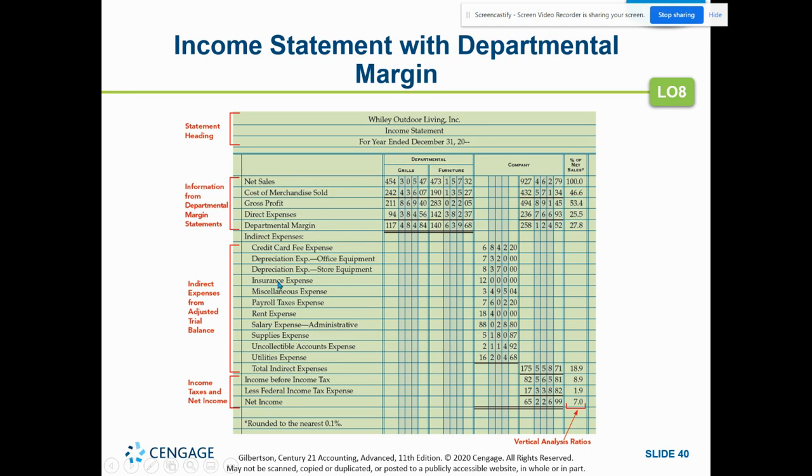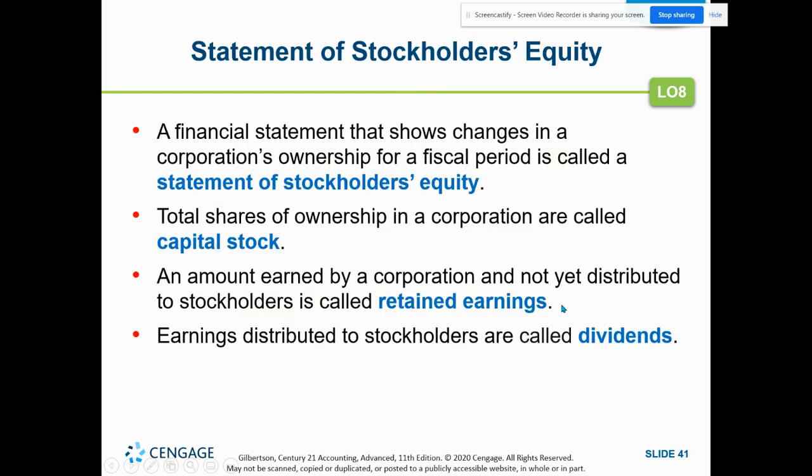This down here underneath is our indirect expenses. That's from the adjusted trial balance. And then we have our information from our income taxes. So all of this information is basically given to us. We're just plugging it in and then doing our vertical analysis. So that's the income statement.